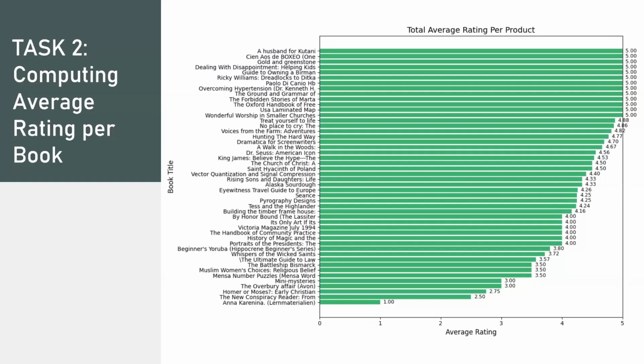Mid-range ratings between 4.0 and 4.5, such as Dr. Seuss and American Idol with 4.6, reflect polarized opinions, while outliers like Anna Karenina with 1.0 and The New Conspiracy Reader with 2.5 indicate significant dissatisfaction, potentially due to poor execution or unmet expectations. Notably, Whispers of the Wicked Saints, despite having the highest review count of 3, earns only a 3.8 average rating, underscoring the disconnect between popularity and perceived quality.